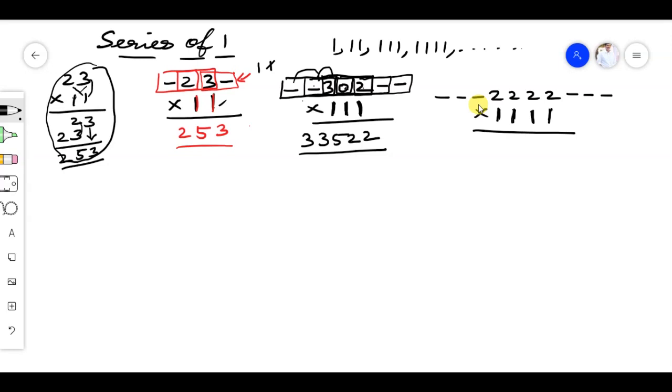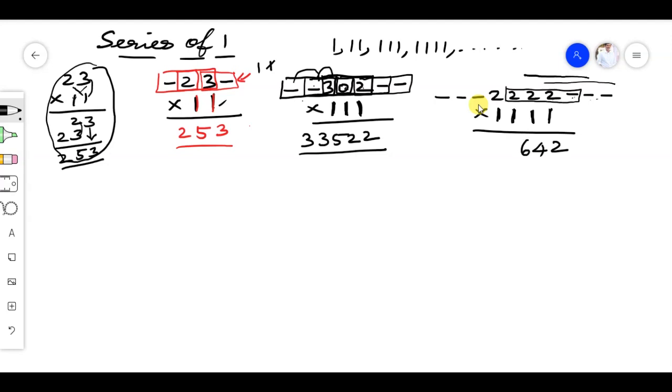So the first pair is 2 plus dash plus dash plus dash. Correct? So 2 plus dash plus dash plus dash is 2. The next pair is 2 plus 2 plus dash plus dash. So 2 plus 2 is 4. 4 plus dash is 4 only. Correct? So the next pair is what? We have to take this pair. So 2 plus 2 plus 2 plus dash. Correct? So 2 plus 2 is 4. 4 plus 2 is 6. 6 plus dash is 6.